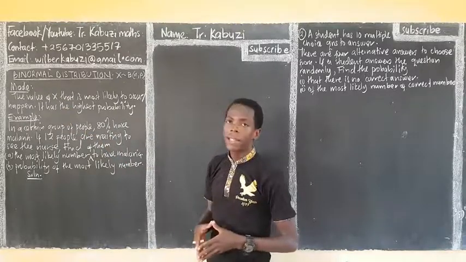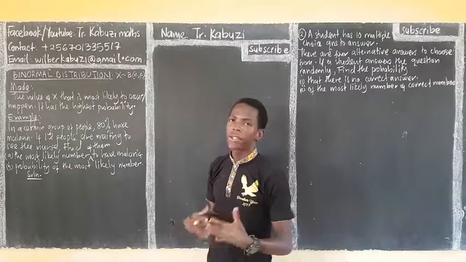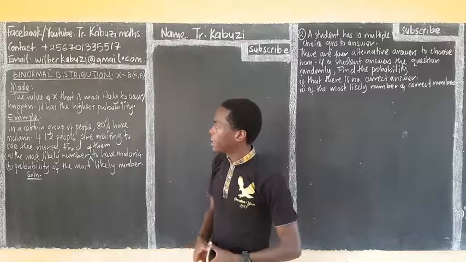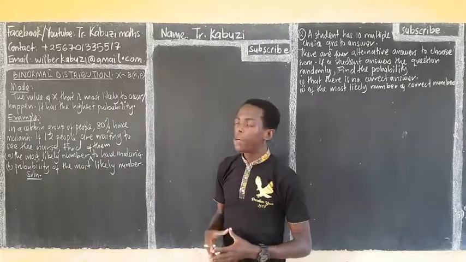Now, a mode is the value of x that is most likely to occur or happen. It has the highest probability of happening. So mode is always something with the highest probability of happening. So that's the examples. How do we get the mode?